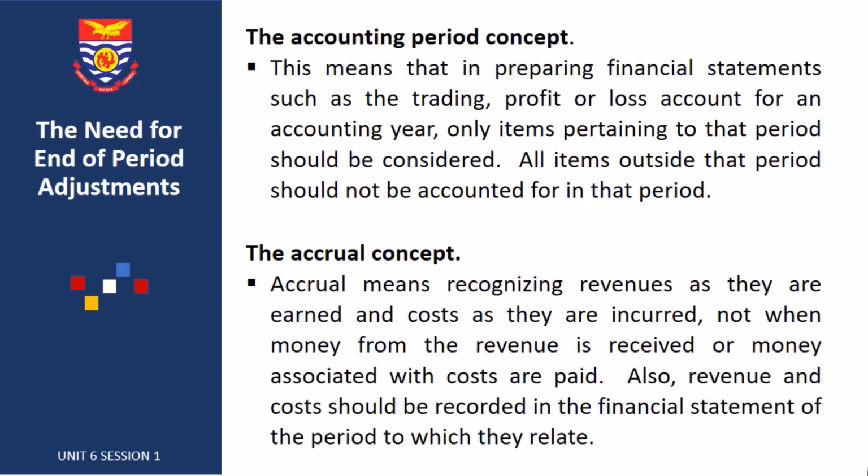Why do we need to make end-of-period adjustments? Parties interested in the operations of businesses need timely and periodic information. As such, the life of a business, which in reality may span many decades, is divided into time periods of 12 continuous calendar months for accounting purposes. These periods are called accounting periods. This is the accounting period concept.